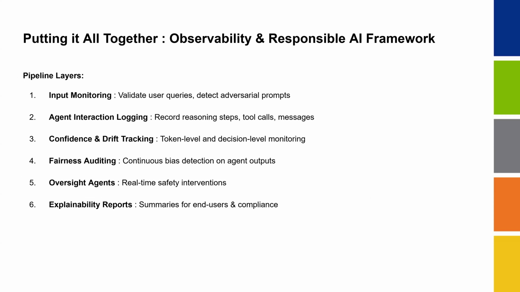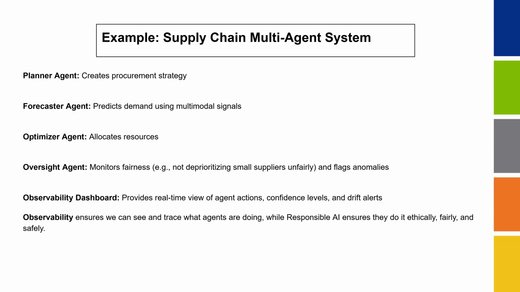So, putting it all together: the observability and responsible AI framework. The pipeline layers would be input monitoring, agent interaction logging, confidence and drift tracking, fairness auditing, oversight agents, and explainability reports. Putting this all together, we get a really good agentic system. Labs number 5 and 6 inculcate all of these in one way or another. This is another example: a supply chain multi-agent system where there is a planner, forecaster, optimizer, and oversight agent, and the outputs are fed to the observability dashboard.